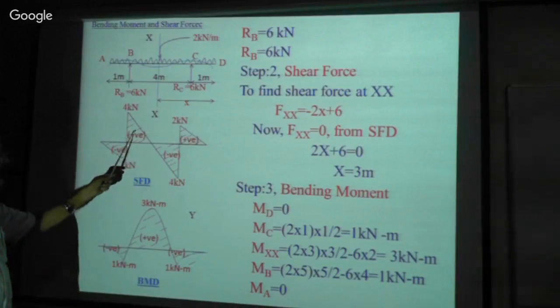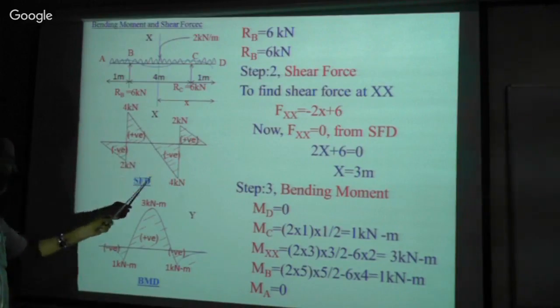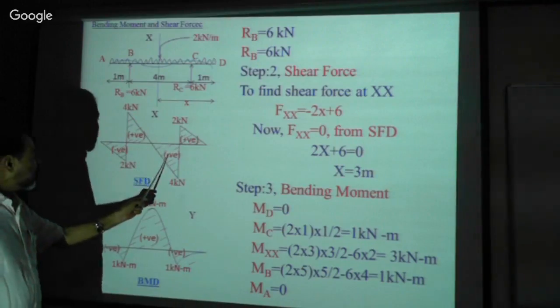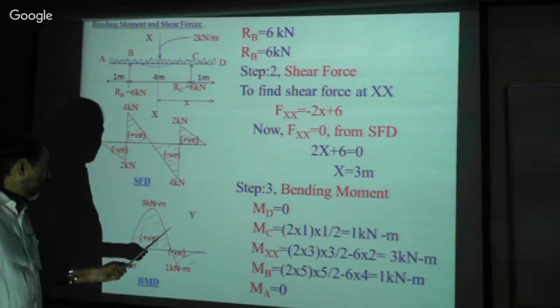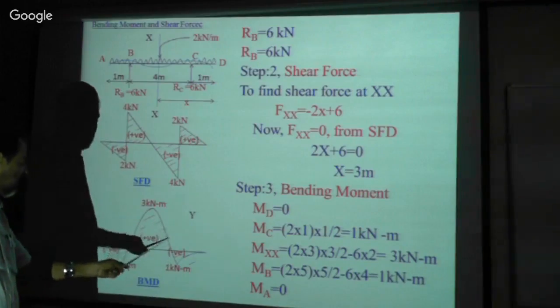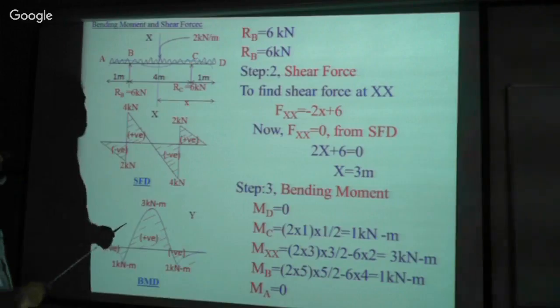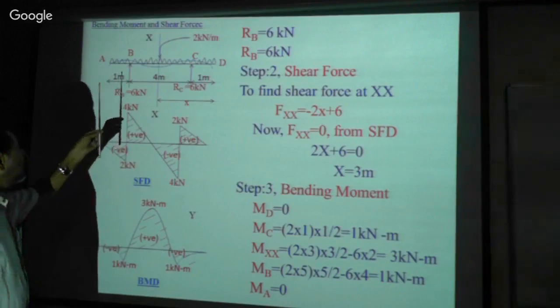Now, this is positive to negative. Therefore, the maximum bending moment is here. And when it changes from negative to positive, the maximum bending moment is here. And you know that it is here.